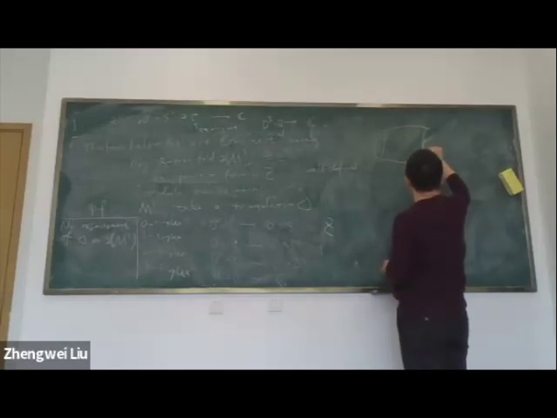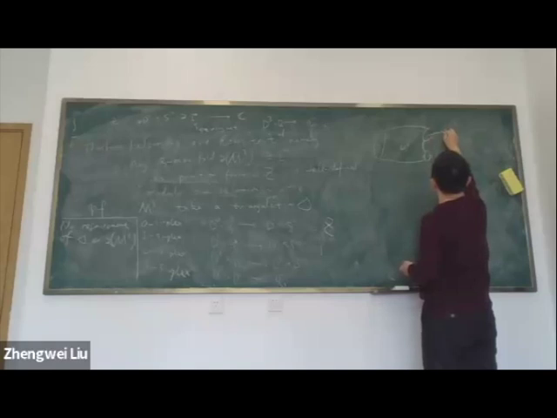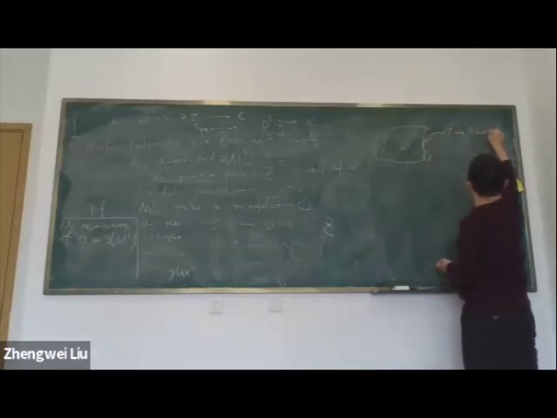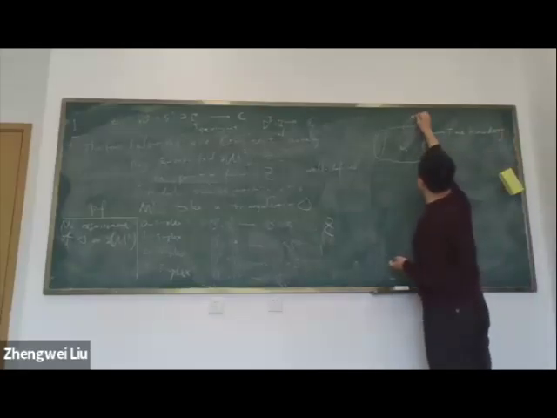In TQFT, we have polygons. This is a three-manifold. This is the time direction. This part will be the time boundary in the usual TQFT. And here we may have a space boundary.